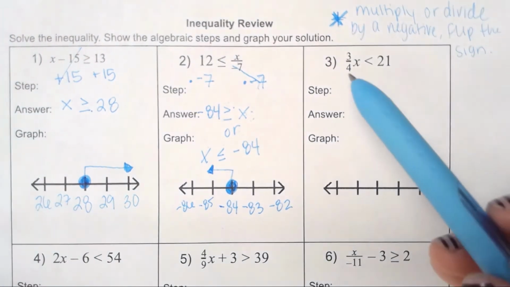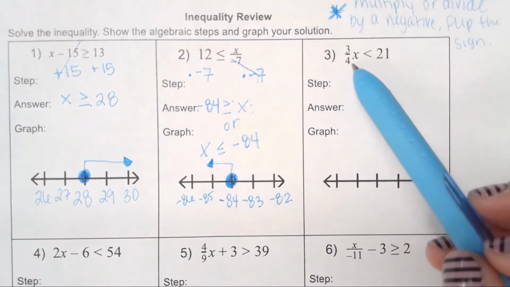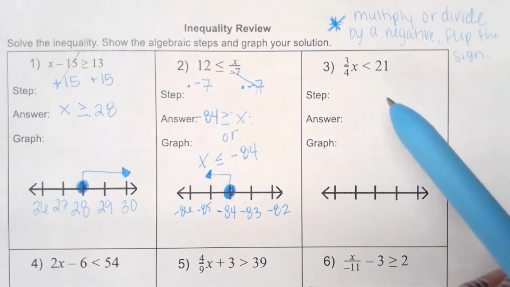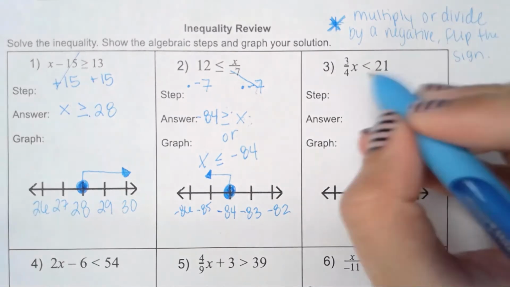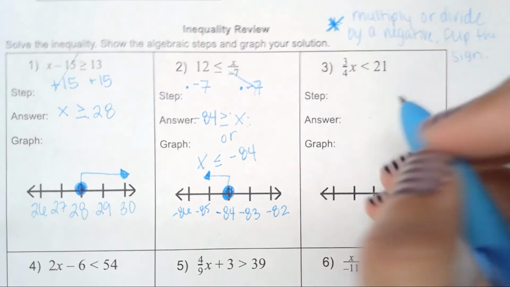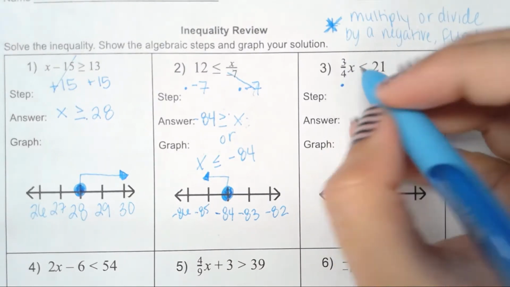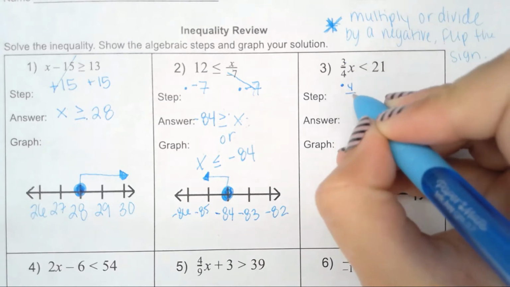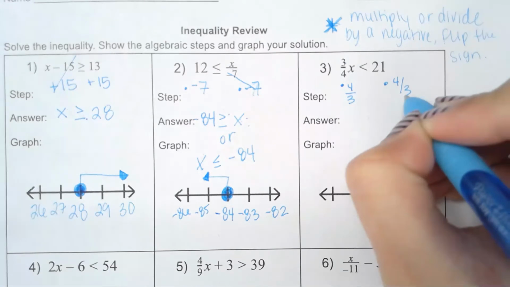All right, next one. So I have a fractional coefficient. If I want to get that fraction over to the other side, remember all that you have to do is multiply by its reciprocal. Reciprocal means that you're just flip-flopping these numbers. So to get rid of that fraction, I just multiply by its reciprocal. The reciprocal of 3 over 4 is 4 over 3. And just remember to do it to both sides.